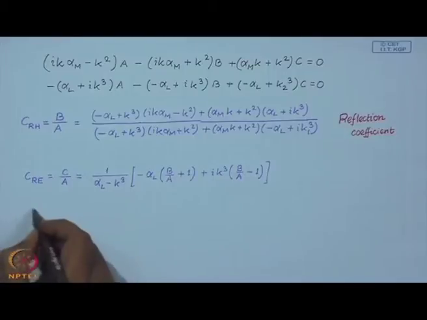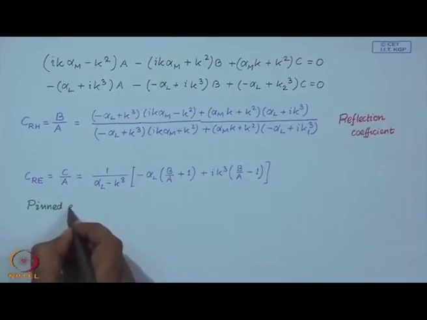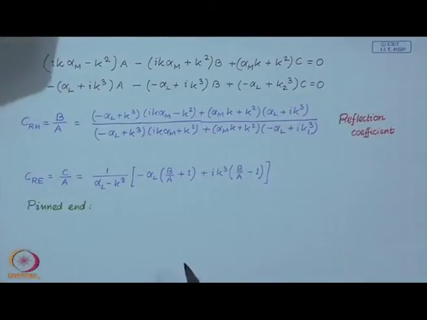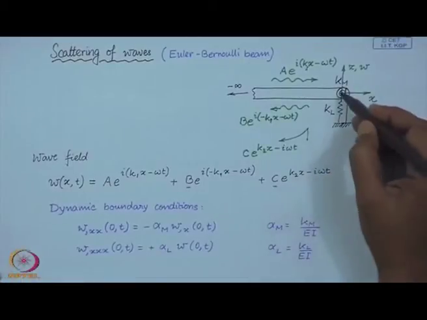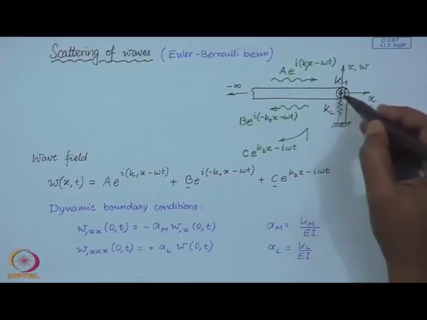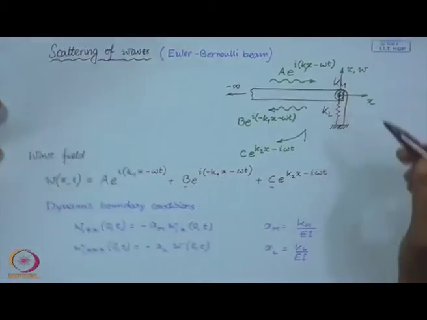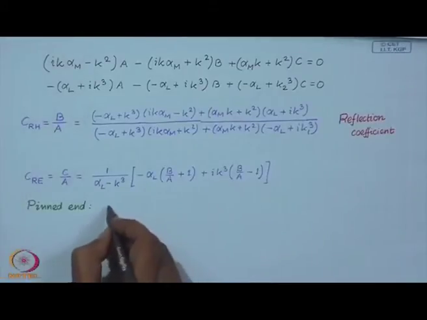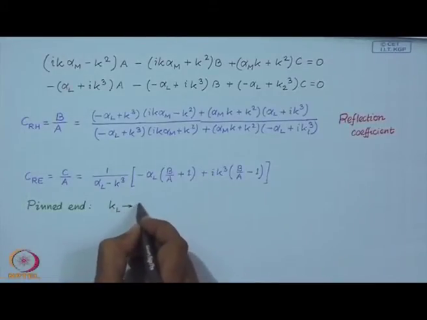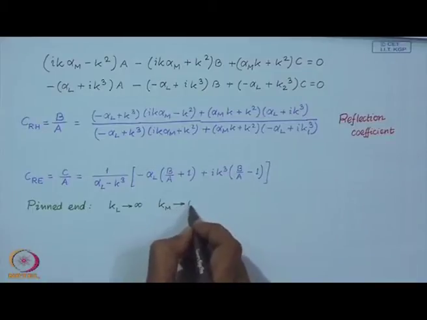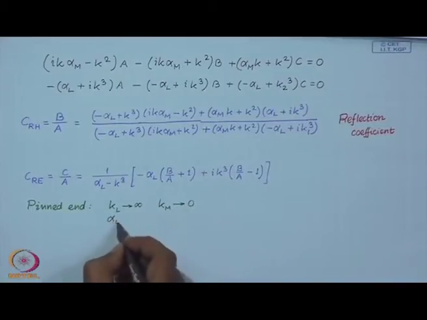Now, we can consider various special cases. For example, you can consider the pinned end. So, when the end is pinned, here we have infinite stiffness for the linear spring and 0 stiffness for the torsional spring. So, in other words, this is alpha L, this is alpha m.